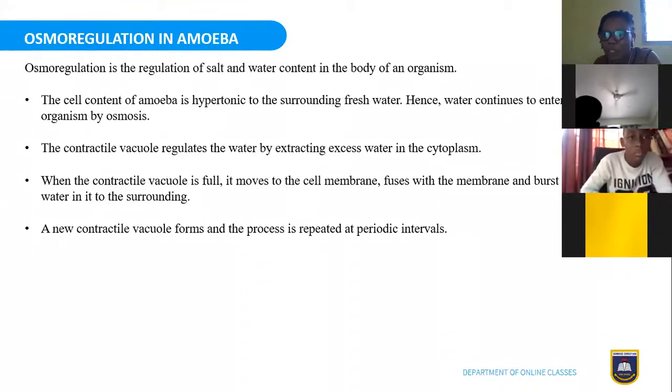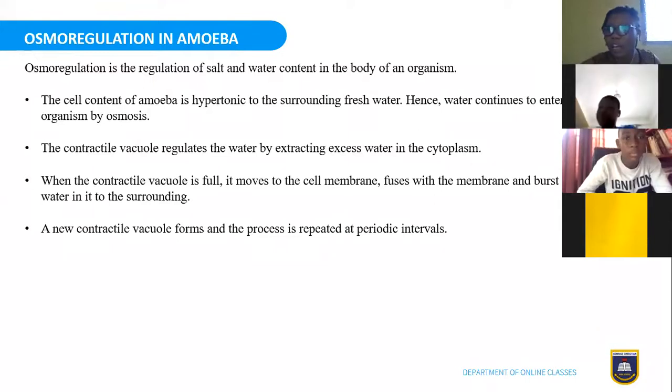When the amoeba keeps on absorbing more water, the contractile vacuole comes in again, extracts all the excess water, and moves to the surface membrane of the amoeba. The surface membrane breaks at a certain point, and then the contractile vacuole releases the water into the external environment and comes back again when there's excess water. So it's like a cycle. At every interval, when there's excess water, it goes there to perform its function, comes back, goes there, collects the water.